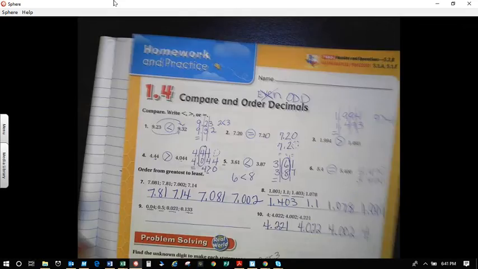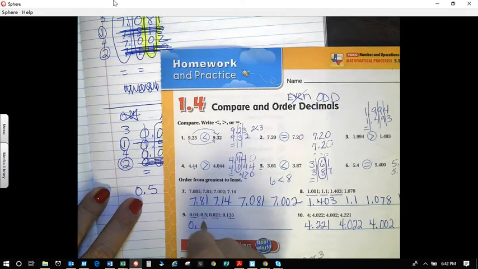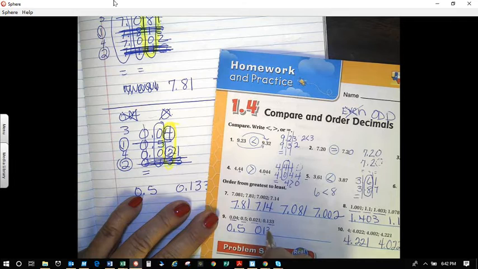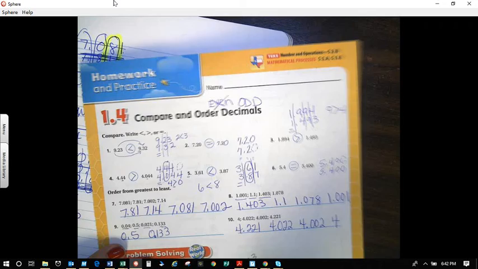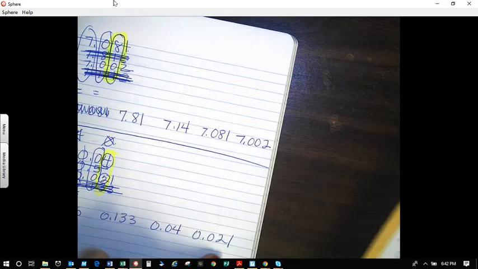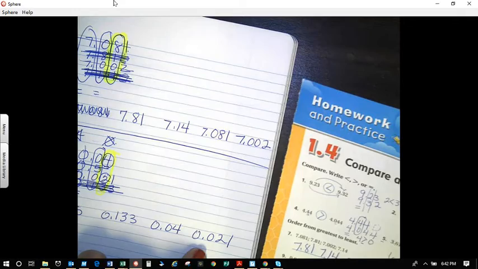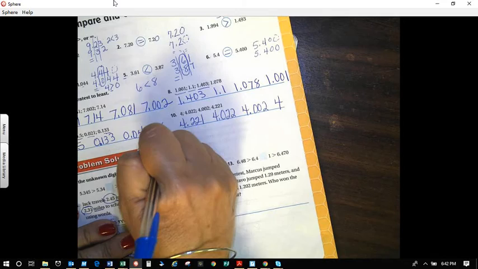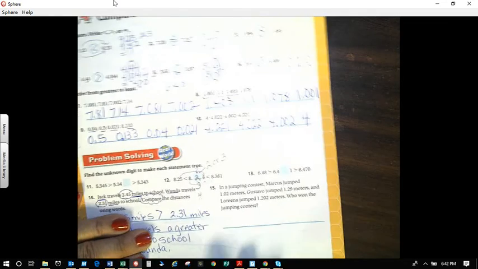So I'm going to take this, and I have 5 tenths. And then I have 133 thousandths. Then I have 4 hundredths. And then the last one is going to be 21 thousandths. And so it's right here. Great. And there you go.